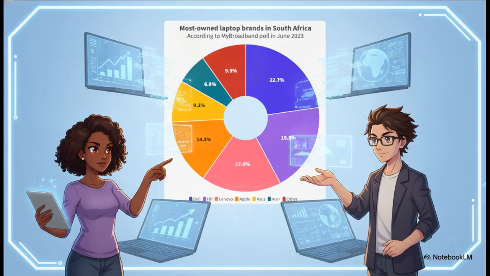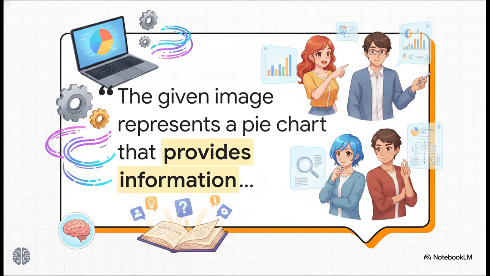I want you to mentally find your 3 key factors. Maybe you see the big blue slice for Dell at 22.7%, the purple HP at 19.5%, or the pink Lenovo at 17.6%. Just pick 3. Got 'em? Good. The mic is live. You open right up with your template.